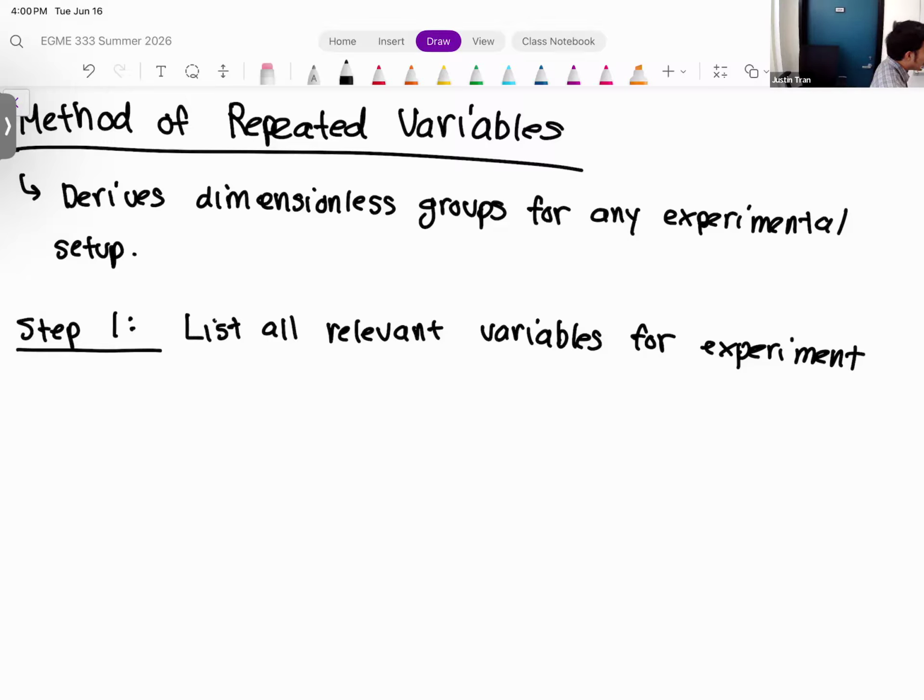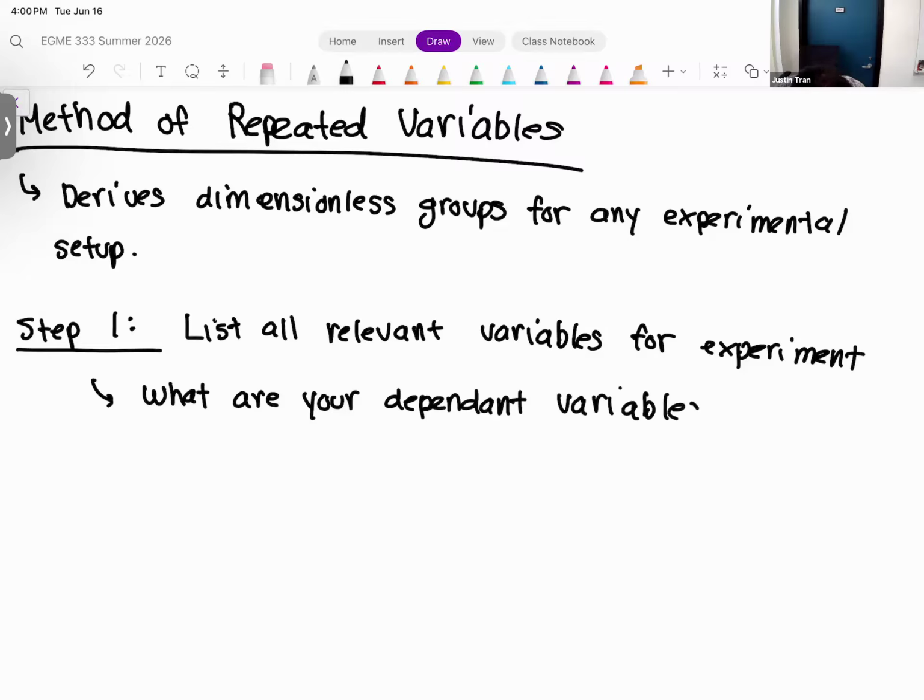And your variables kind of fall into different categories. All right. So the first variable that you typically will think of when you're running an experiment is your dependent variables. And we talked about dependent variables as the variable that you're looking to obtain from your experiment.